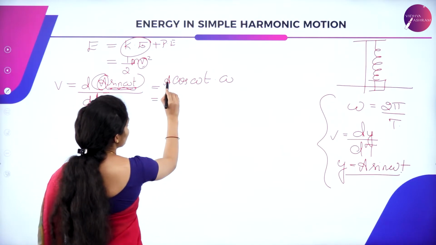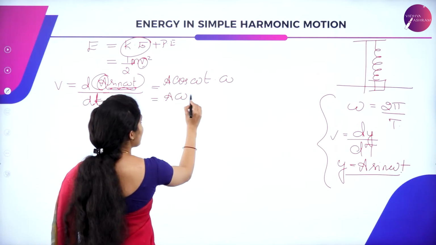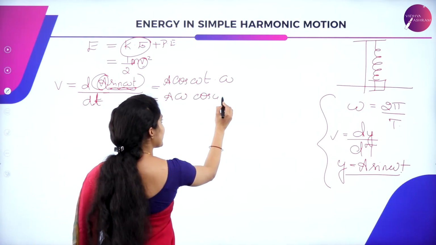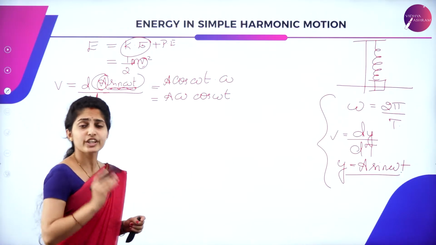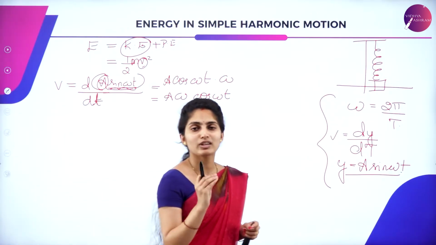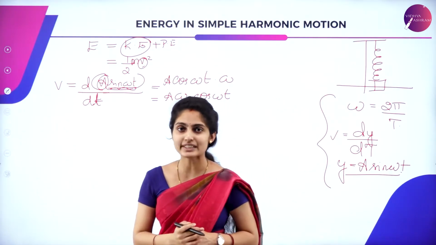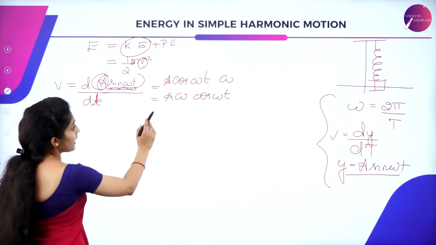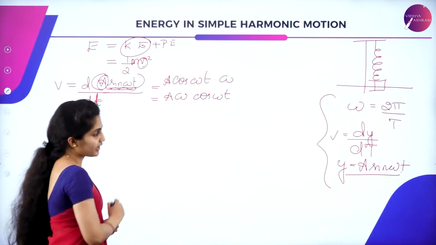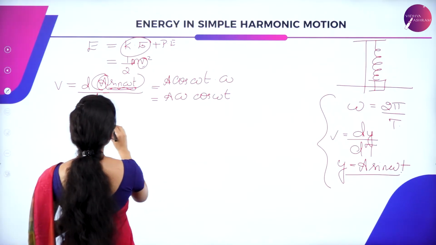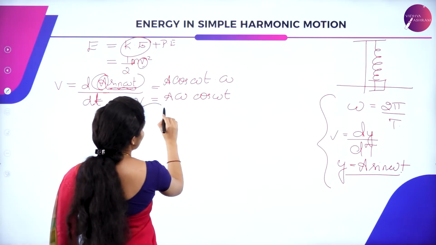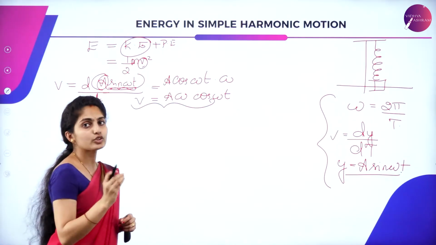So what are we left with? a omega cos omega t. If you just know the basic formula of differentiation and integration, it is very, very easy for you to calculate these things. So we are left with a omega cos omega t. Now this will be the velocity. v is equal to a omega cos omega t.